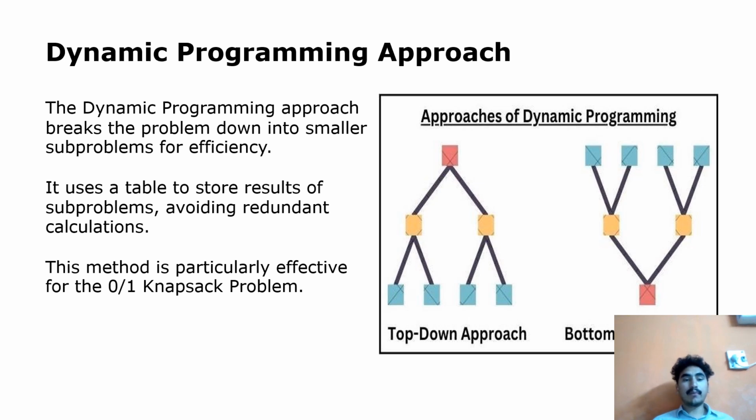We move to the dynamic programming approach. The dynamic programming approach breaks the problem down into smaller subproblems for efficiency. It uses a table to store results of subproblems, avoiding redundant calculation. This method is particularly effective for the 0/1 knapsack problem.